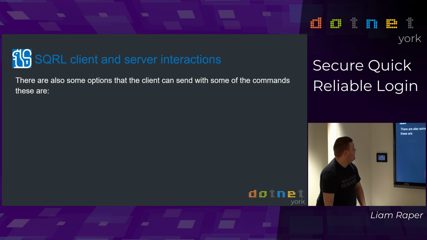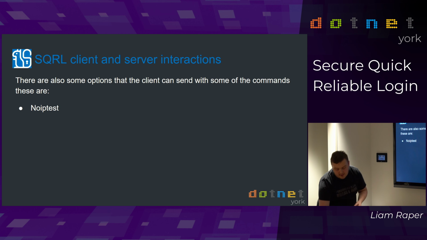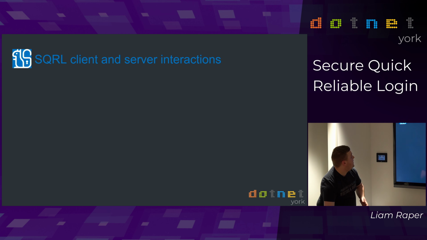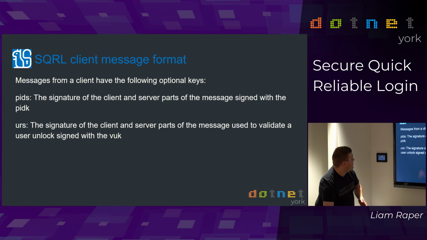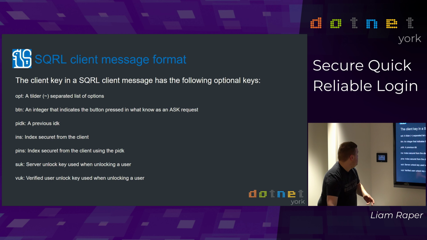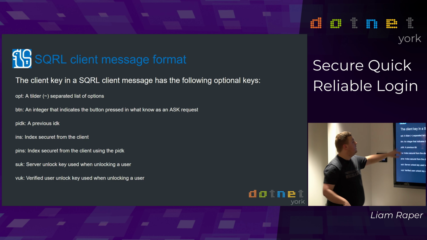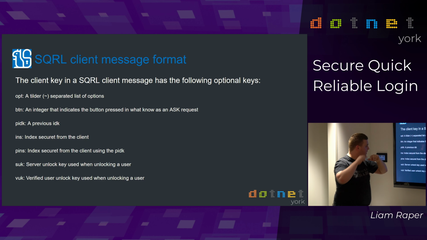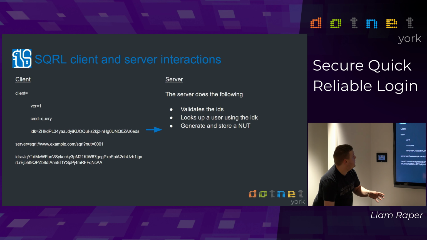So there are a few other things you can send in the options. I don't know if you can remember, we kind of skipped past it a little bit. But in the message from the client to the server, you had this opt thing you can send, which is tilde separated, squiggly character. So you can have many options that are sent to the server, and the server does certain things, so we're going to go through those.